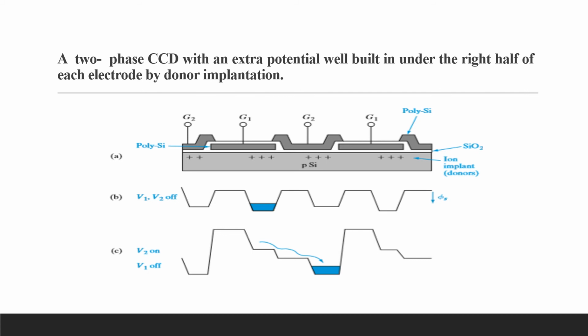This figure illustrates one method for achieving a two-phase system in which voltages are sequentially applied to alternating gate electrodes from two lines. A two-level polysilicon gate structure is used in which the gate electrodes overlap and a donor implant near the silicon surface creates a built-in well under half of each electrode.